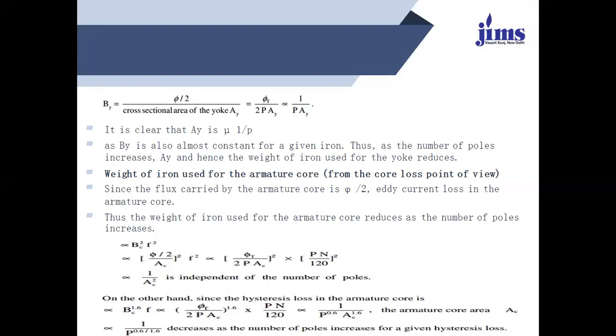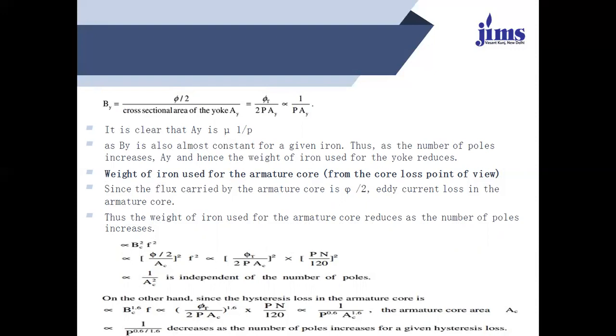Since the flux carried by the armature core is phi by 2, eddy current loss in the armature core is proportional to Bc square f square. So we are getting Pn by 120 whole square times phi upon 2 P Ac whole square. Thus, the weight of iron used for the armature core reduces as the number of poles increases.